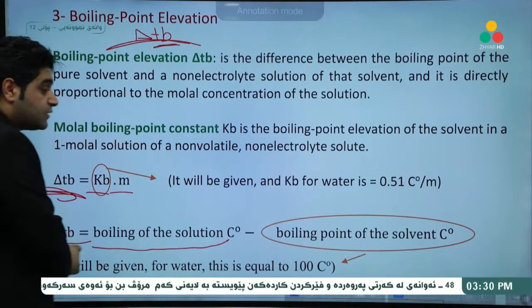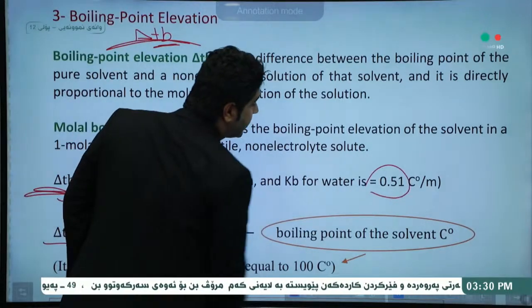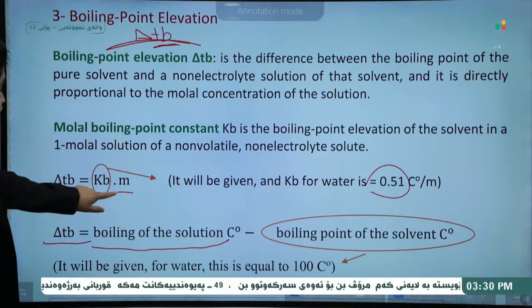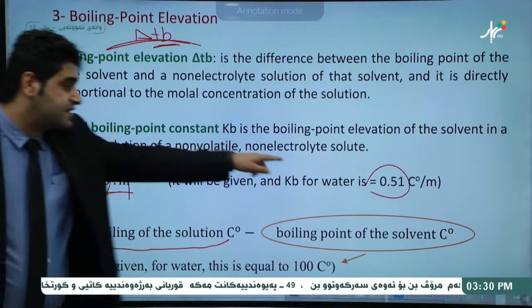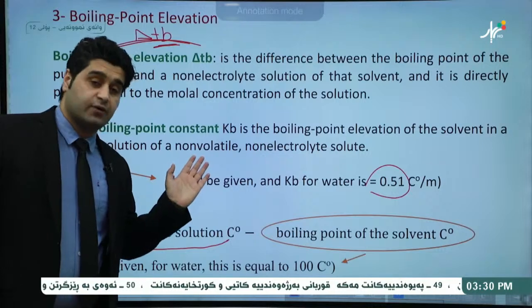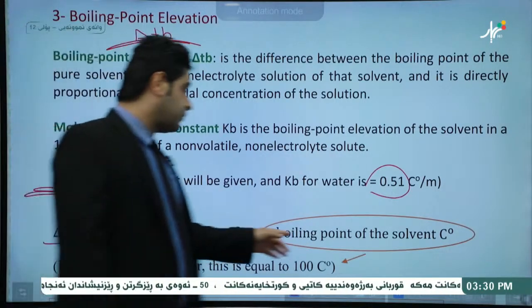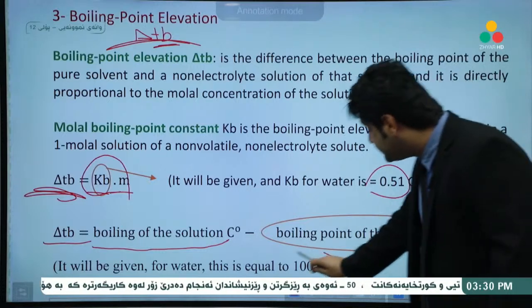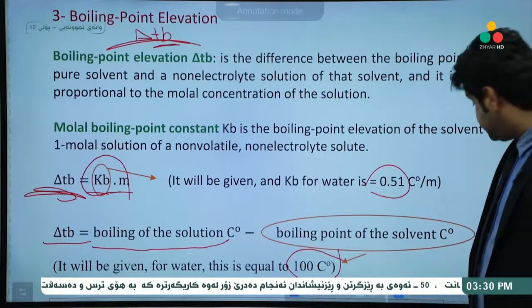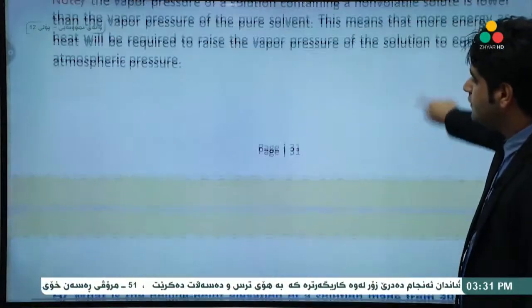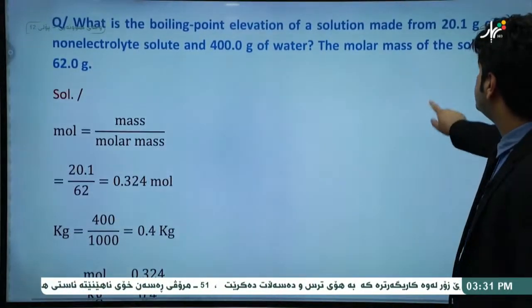KB is equal to 0.51 Celsius per molality. So we should memorize this number. But for other kinds of solvents, it should be given by the question. About the boiling point of water, it freezes at 0 but boils at 100 degrees Celsius. Now we have a question about the boiling point also.